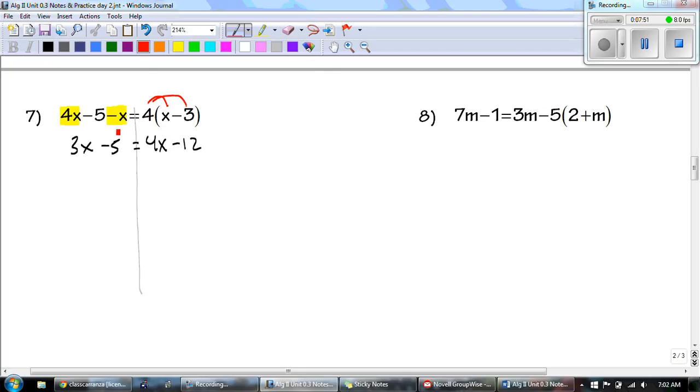Okay, and now it's the same thing. Move the smaller variable. We get negative 5 equals x minus 12. Add the 12 because we want the x by itself. Okay, and then negative 5 plus 12 is 7.